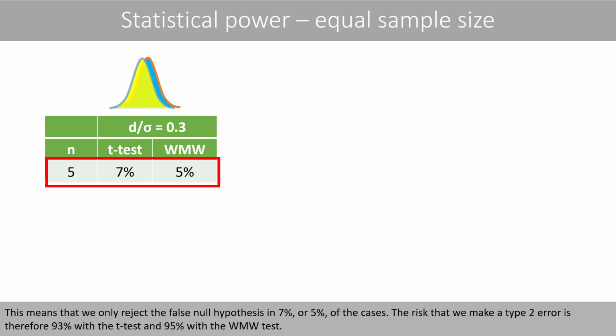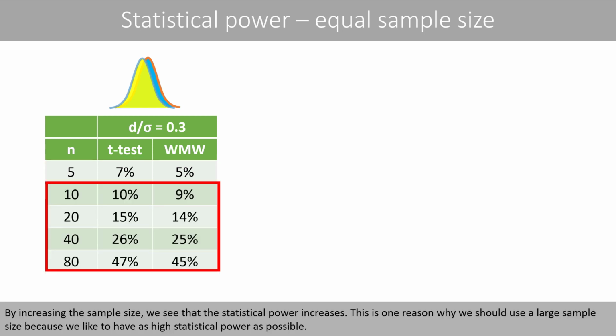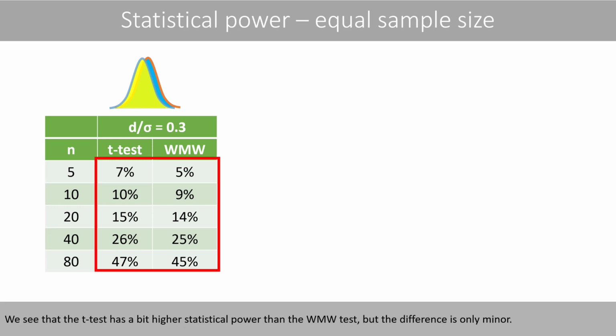This means that we only reject the false null hypothesis in 7% or 5% of the cases. The risk that we make a type 2 error is therefore 93% with the t-test and 95% with the Wilcoxon Mann Whitney test. By increasing the sample size, we see that the power increases. This is one reason why we should use a large sample size, because we like to have as high statistical power as possible. We see that the t-test has a bit higher statistical power than the Wilcoxon Mann Whitney test, but the difference is only minor.